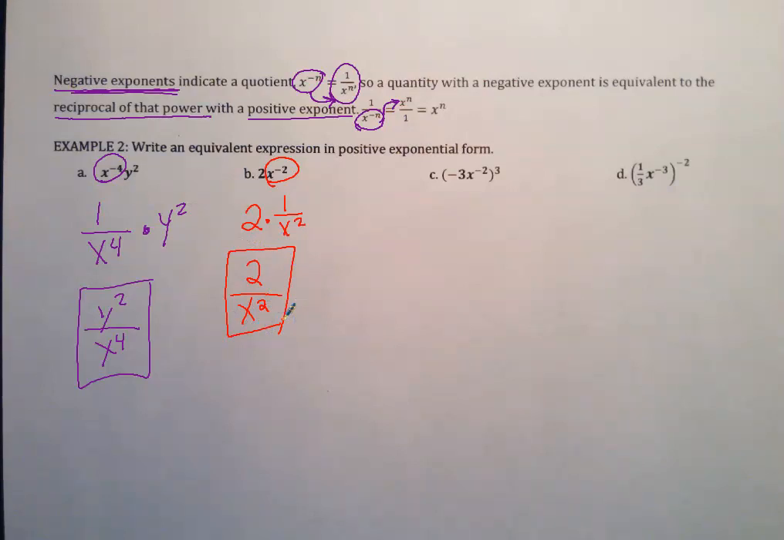Because your 1 and your 1 would cancel out with your 2 because you multiply. 2 times 1 is 2. Good.